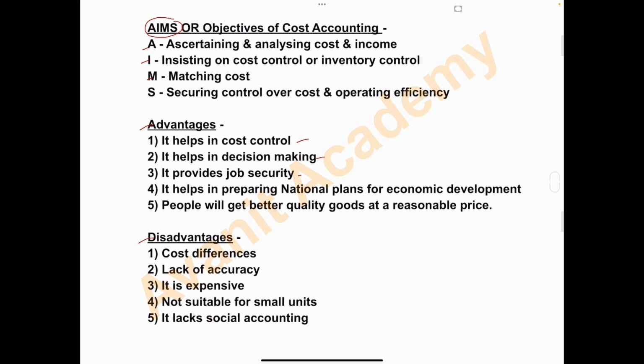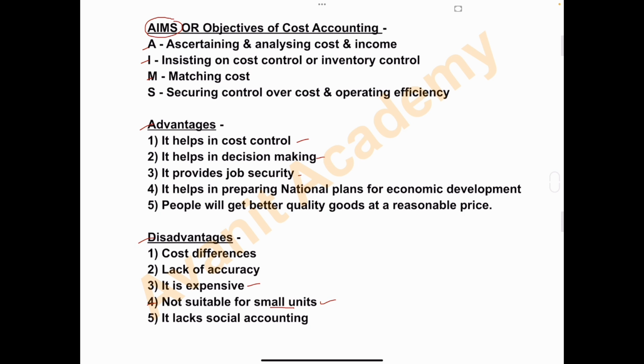Next is disadvantages of cost accounting. Number one, cost differences, lack of accuracy, it is expensive. Fourth one, not suitable for small units. So this cost accounting method is suitable for large industries or large manufacturing units. It is not suitable for small undertakings or small industries. Fifth one, it lacks social accounting.